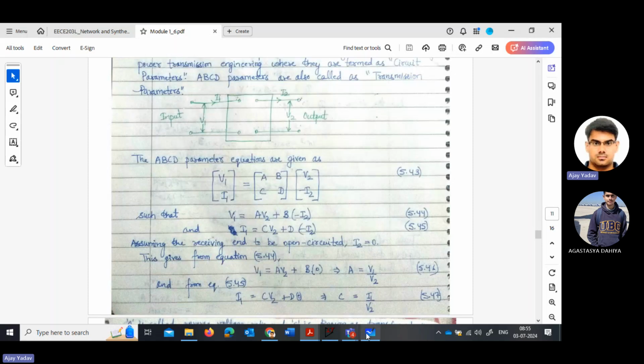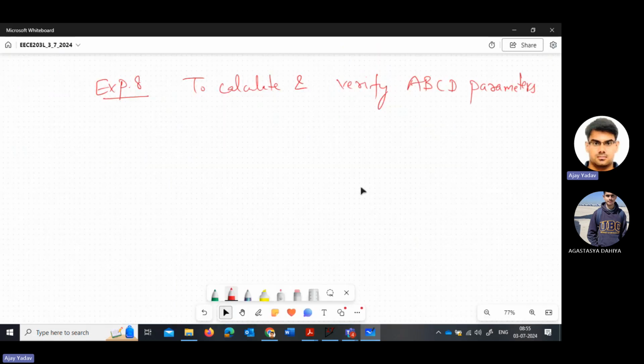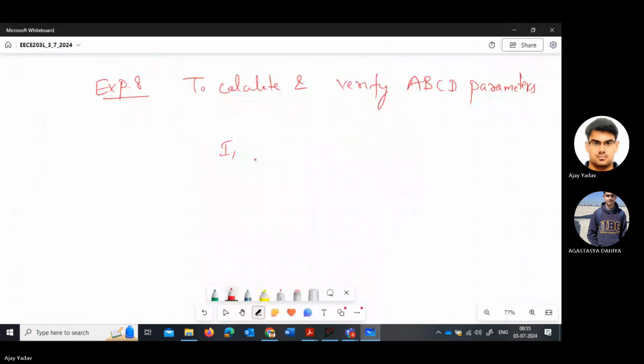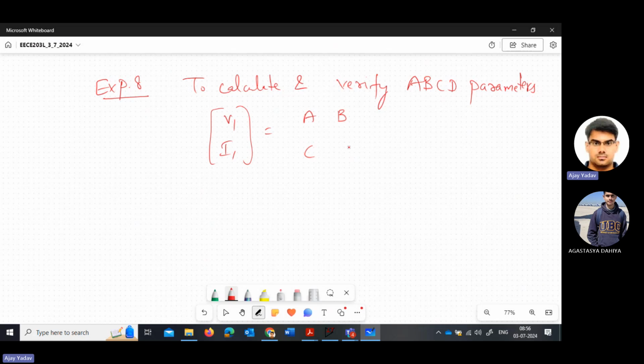Okay. So in this circuit, your ABCD parameters, you have like I1. So you are using V1 or I1? V1, I1. This is A, B, C, D. And we are calculating with respect to what values?